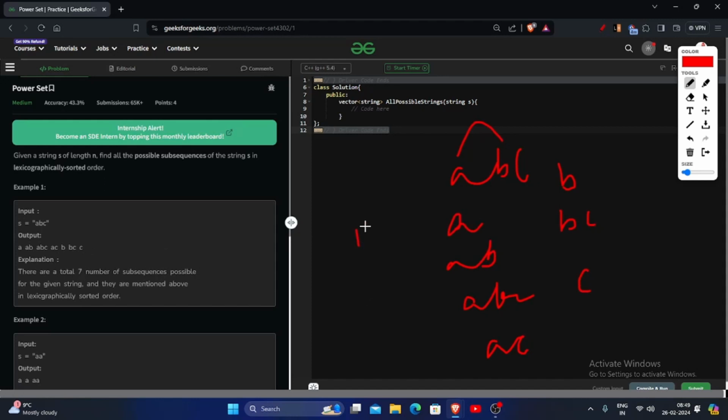It is not counting any empty subsequence. But if the problem says all the possible, including the empty one, then it would be 8. So you need to return plus 1.